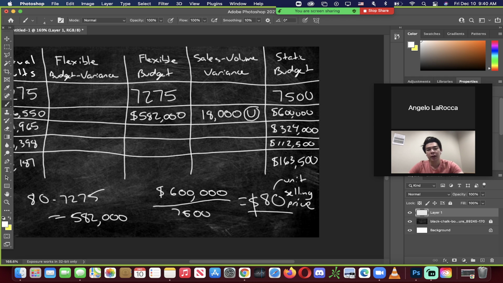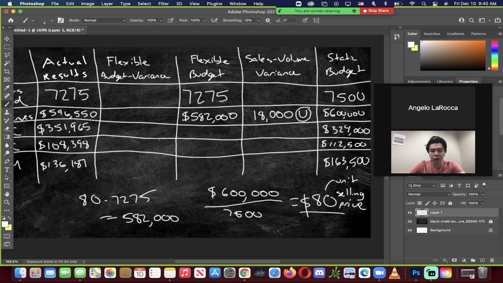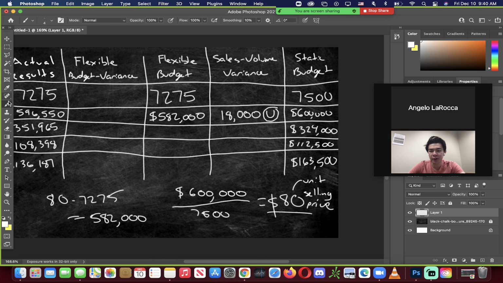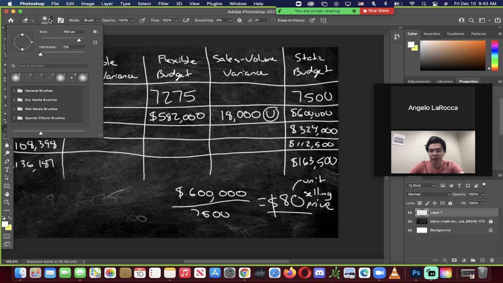Okay. So now that we've done that, let's go to the next one, right? Let's do variable cost now. So I'm going to pull out my little eraser. That's a huge eraser, Jesus Christ.